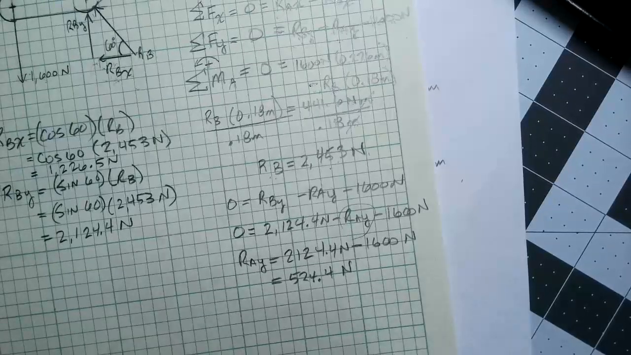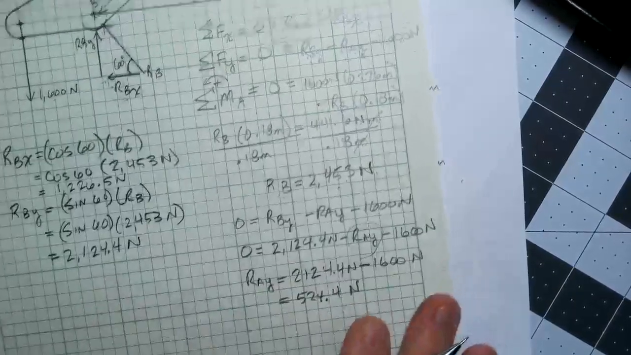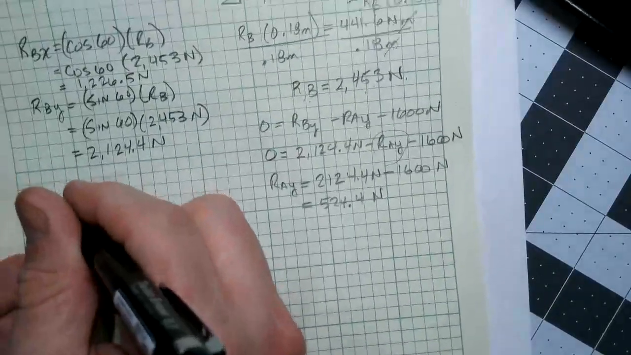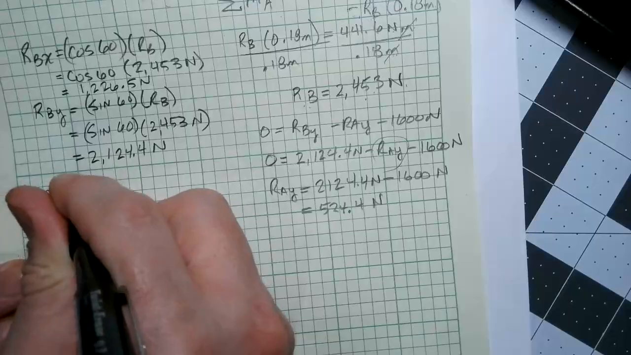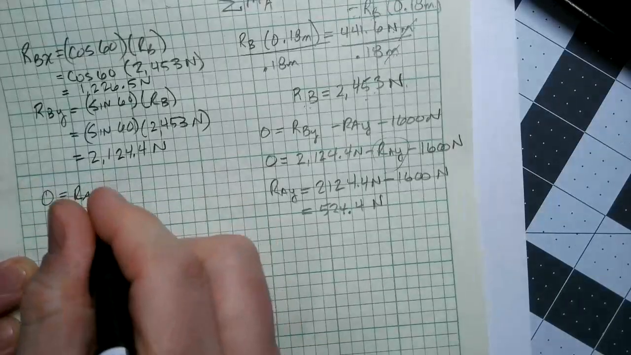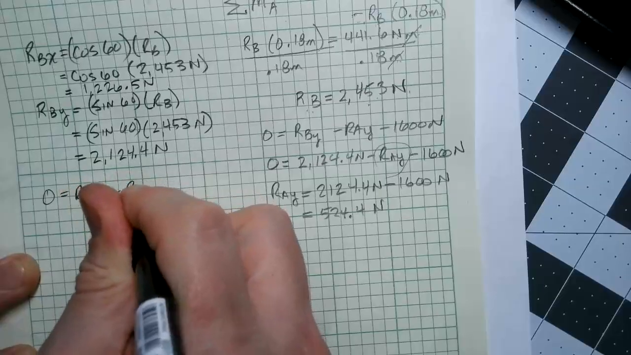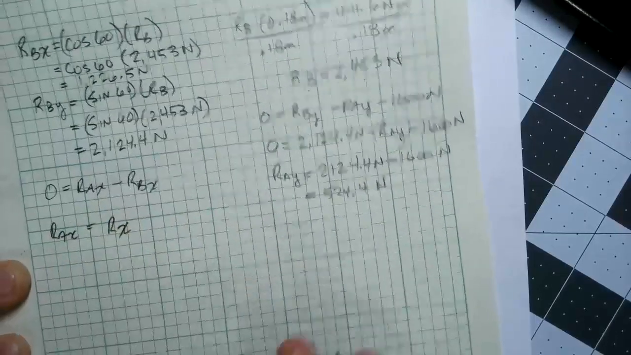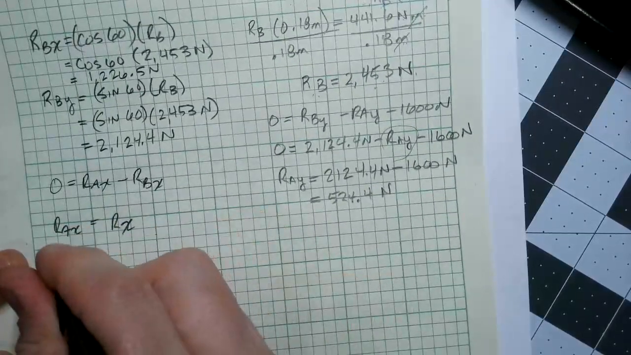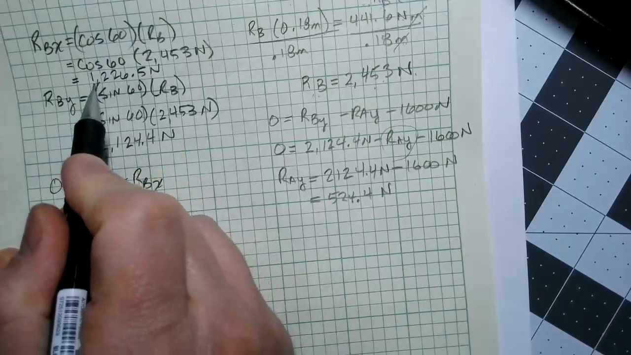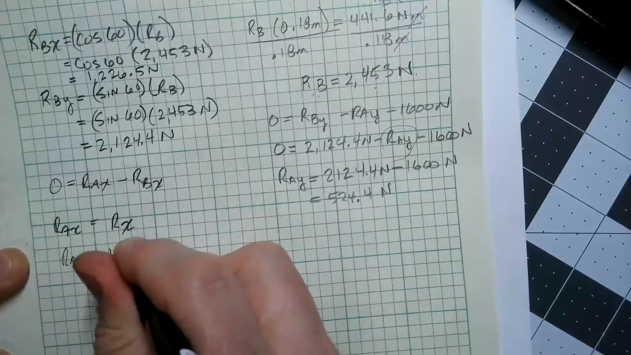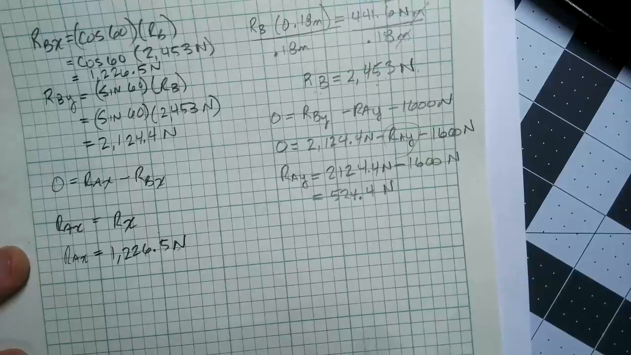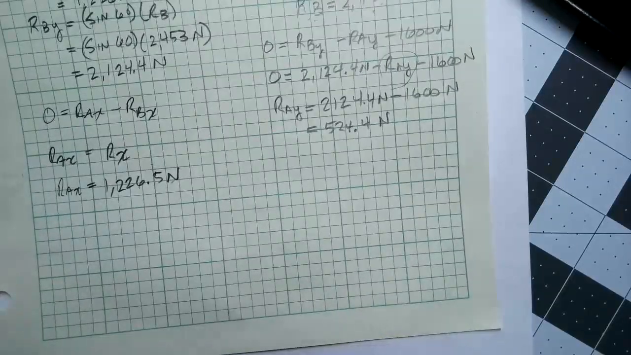Now we can do something similar for RAX. This is kind of an easy one. If we go to the sum of the forces in the x, we find that 0 equals RAX minus RBX. So effectively, RAX equals RBX. That means that RAX is equal to 1,226.5 newtons.